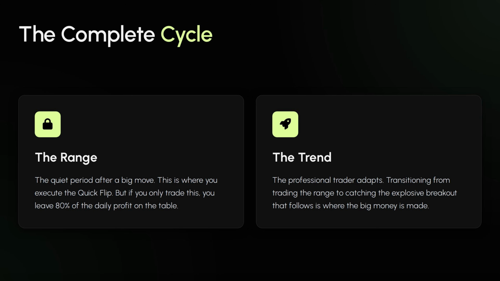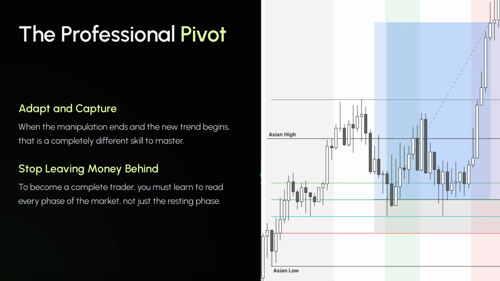The manipulation which is traded together, that is actually the signal that the range is finished. It's a starting gun for the next massive move. And if you only know how to trade the flip, you're leaving 80% of the daily profit on the table. Can you imagine that? The difference between a good trader and a truly professional trader is simple. The professional adapts. When the manipulation ends and the new trend begins, that is where the big money is actually made. That transition from trading the range to catching the explosive breakout that follows, that is completely different skill. That's the most important one you can learn right now.